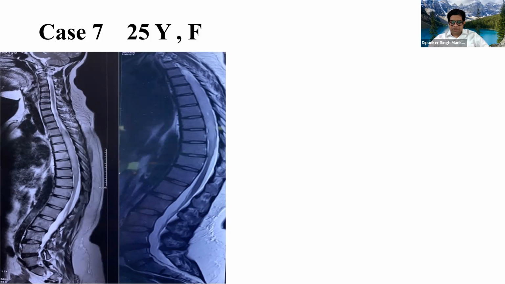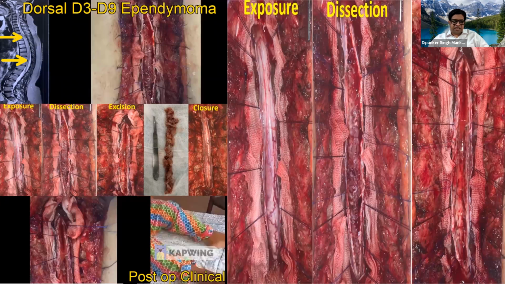This patient was not in good shape when she presented to me. She was a 25-year-old female patient, a bulky patient, and the tumor was extending like a serpent in the spine. It was a very long segment ependymoma. So I will show you step by step how I did it.